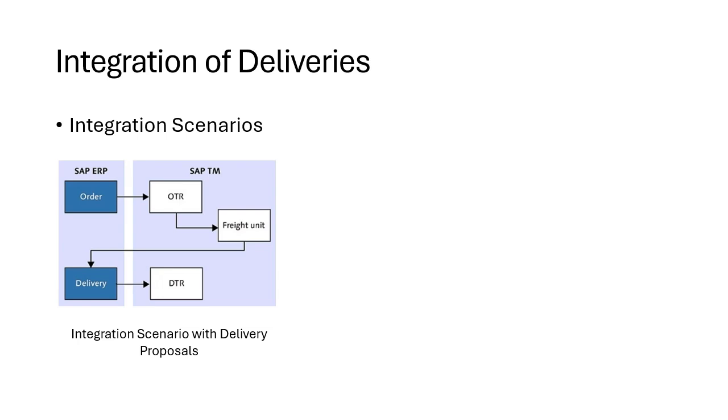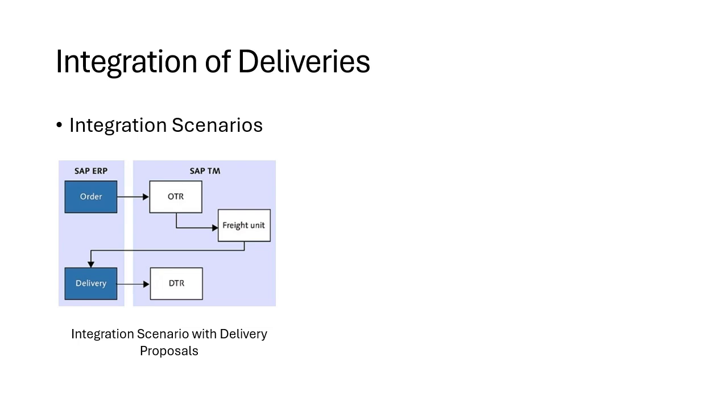So SAP TM actually offers multiple integration scenarios with SAP ERP, depending on whether SAP TM or SAP ERP acts as a leading system. So one of the common scenarios is the creation of delivery proposals in SAP TM, which are then transferred back to SAP ERP for delivery creation. In contrast, companies actually prefer SAP ERP to retain control over the delivery creation process.